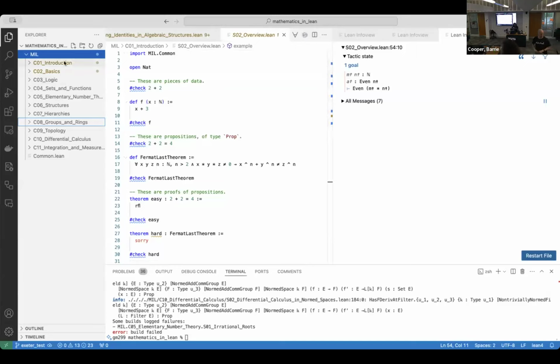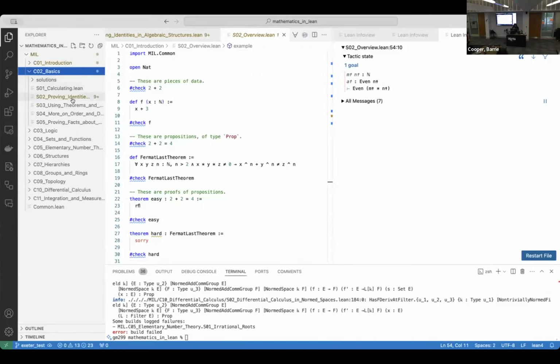So I'm actually running Mathematics in Lean locally, but it's the same thing if you're running it through Codespaces as well. Since we're all here, I'm not going to go through the introduction. We'll just start with the basics, and then we'll maybe look at things like sets and functions.